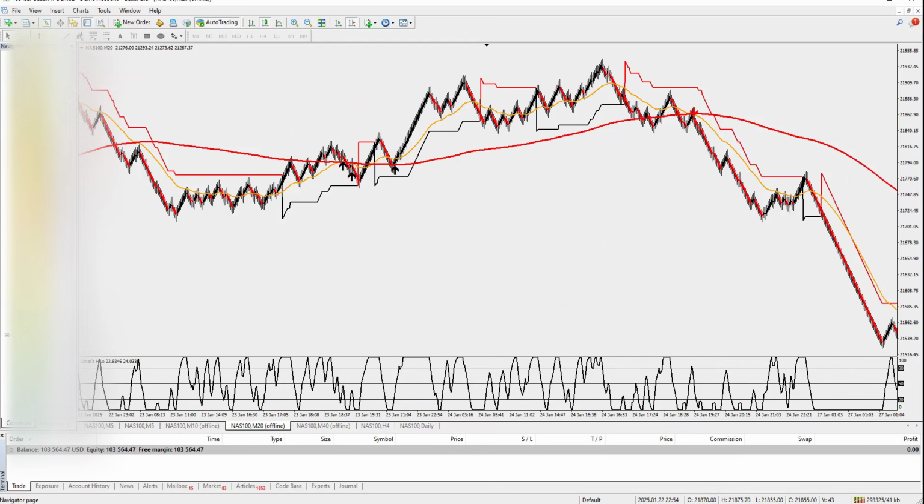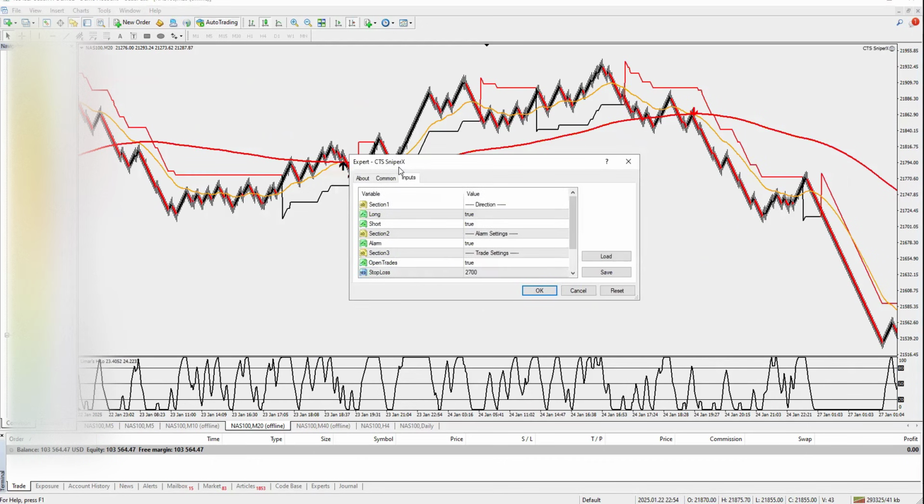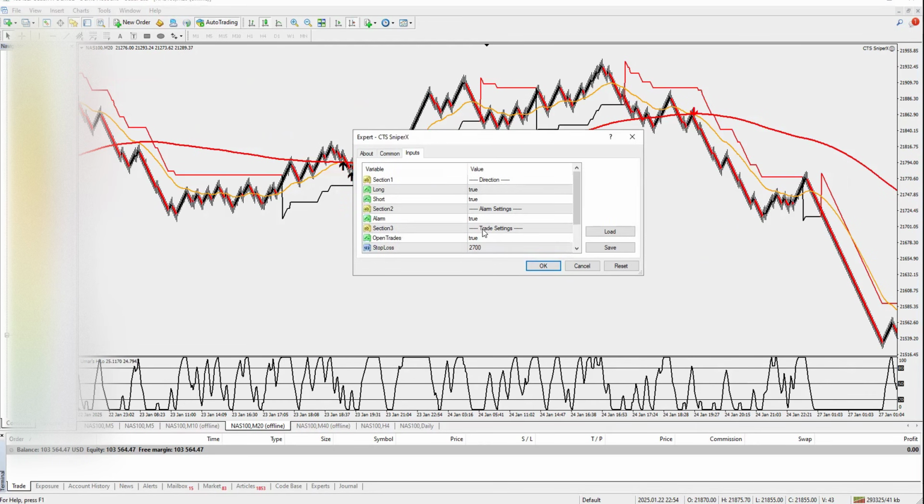This is actually the EA called, I just named it CTS Sniper X, right? We already have the CTS Sniper, but I couldn't think of a name, so I just put X in front of it. Okay. So far, these are the settings that I have, right? So you can see direction. So again, this is for long, short. This is the same thing as my old EA, right? If you're only looking for longs or you're only looking for shorts, you would toggle this as whatever you want.